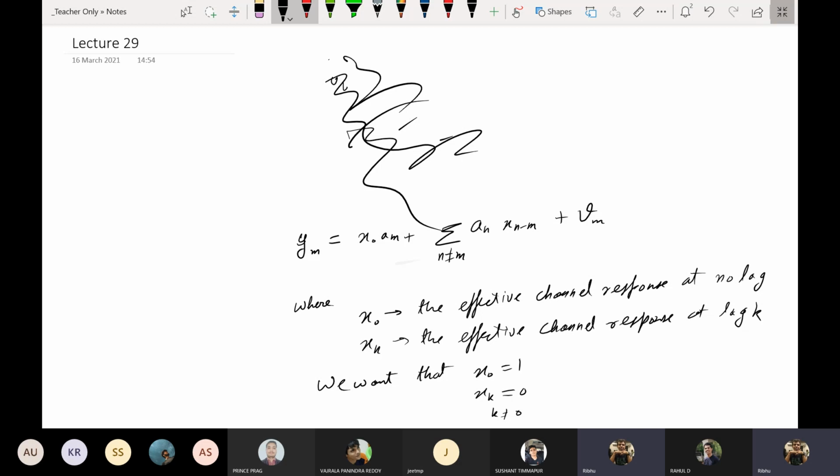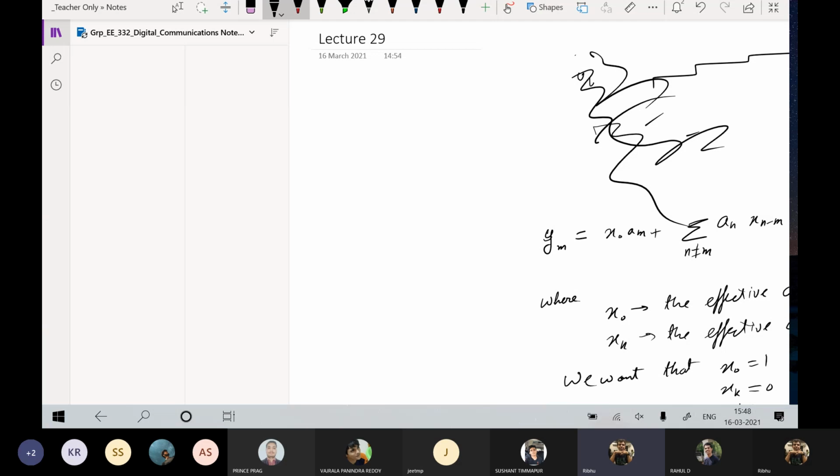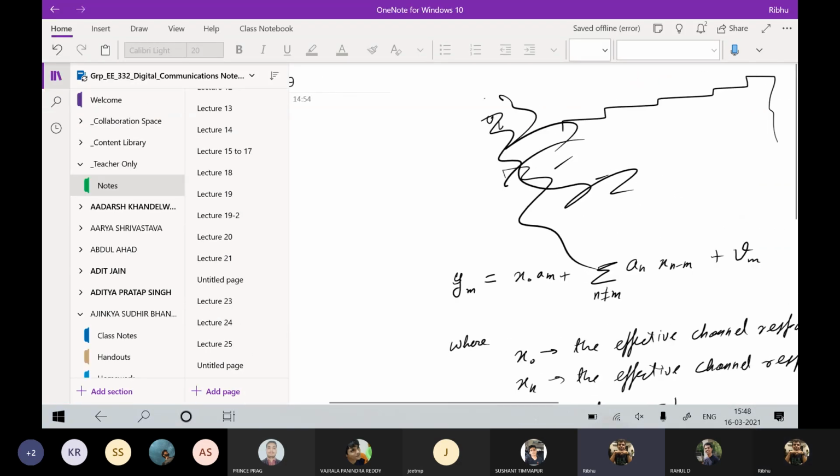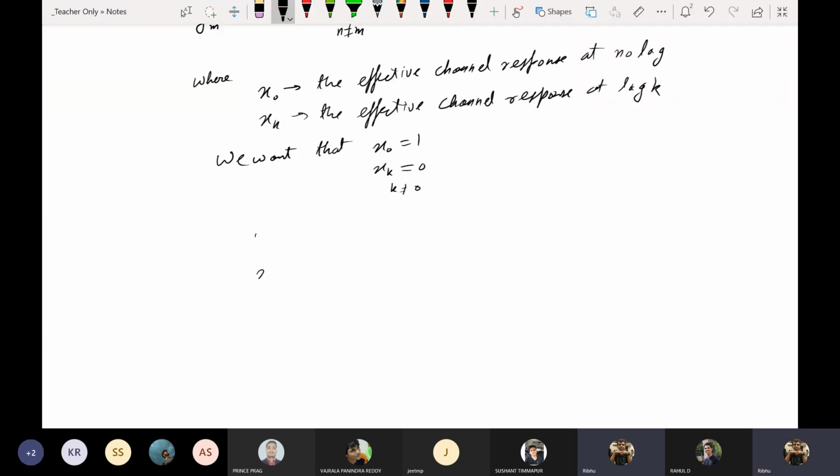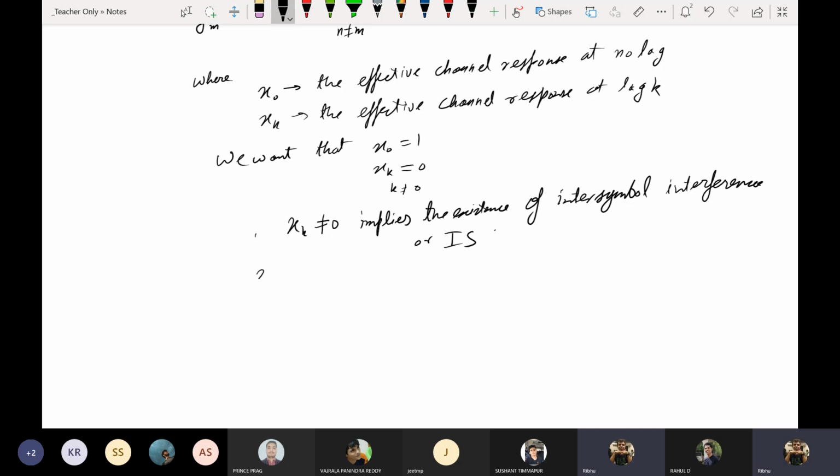So now, x_k nonzero implies the existence of intersymbol interference, or ISI.